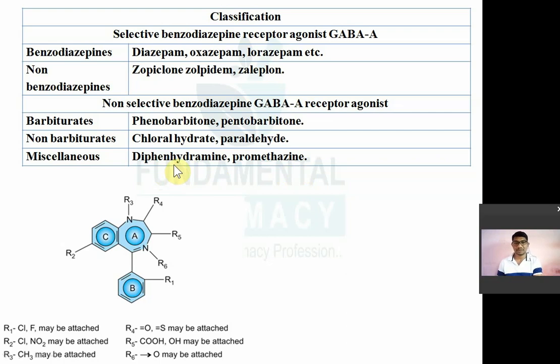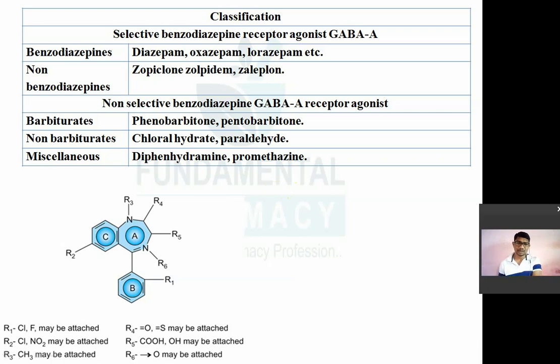Out of this, diphenhydramine is a histamine receptor antagonist or antihistaminic drug. One of the most important adverse effects of antihistaminic drugs is sedation. That's why this adverse effect is utilized as a therapeutic effect in this miscellaneous class. Then phenothiazine is a tricyclic, again an antihistaminic. It is antihistaminic as well as antipsychotic. Again, it will have sedation as an adverse effect.